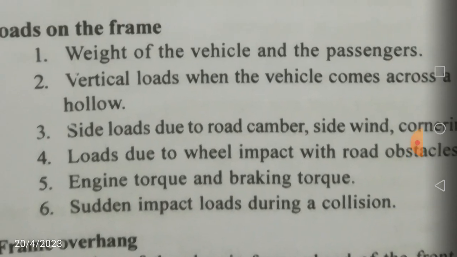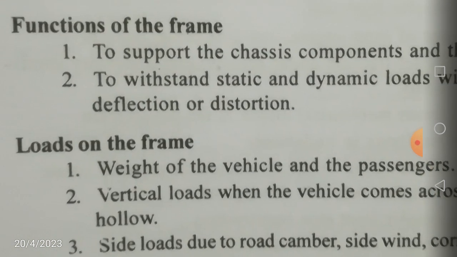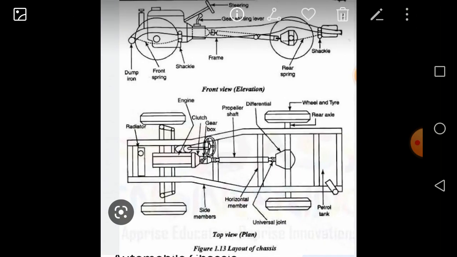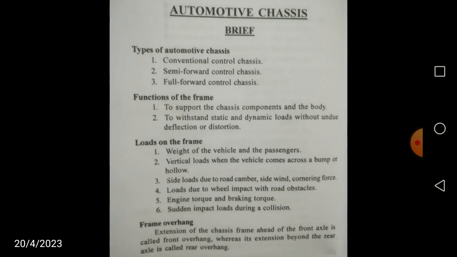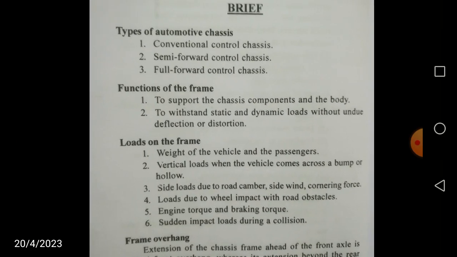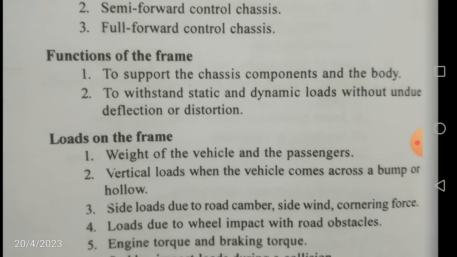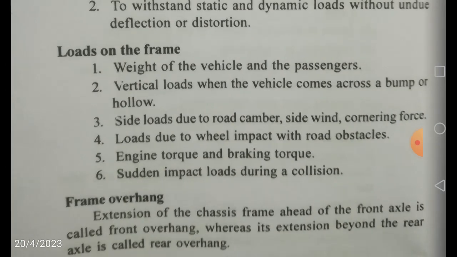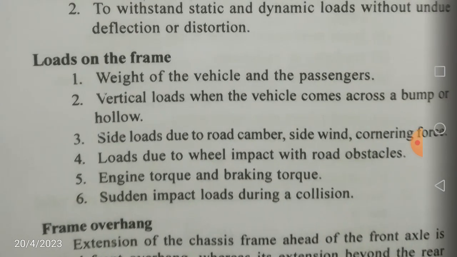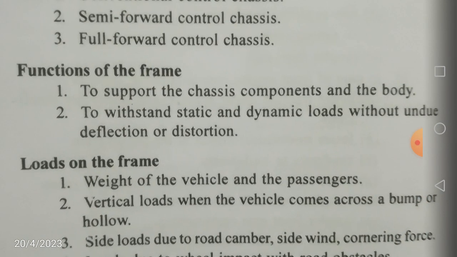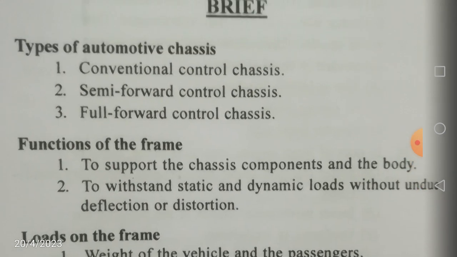So in this video we have seen certain basic things about the chassis, the layout of the chassis in the front view and top view of the vehicle, and then a brief discussion about the types of automotive chassis, functions of the frame, loads on the frame, and also what is frame overhang. In the next video we are going to see some objective questions based upon this topic, friends. Let us meet in the next video shortly.